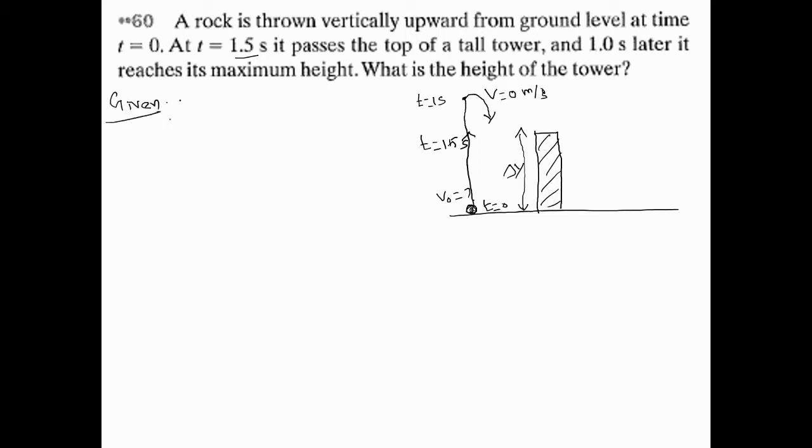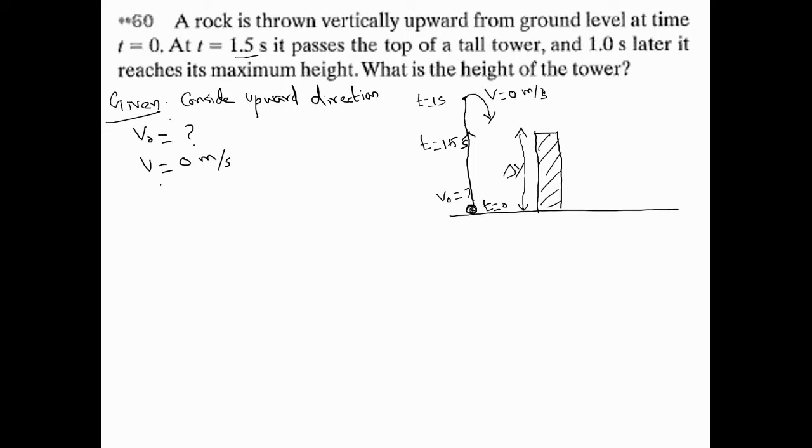So what is your initial? First of all, you have to write, consider upward motion of the rock. That means you have to write the rock is moving in the upward direction. Consider upward direction. Clear? The second thing, what is your initial speed? The initial speed of the rock, we don't know. We are going to find it. What is the final speed? The final speed is 0. When the rock reaches the maximum height, your final speed is 0.